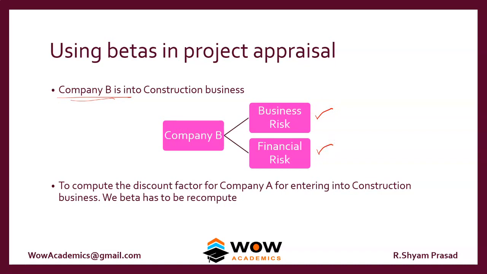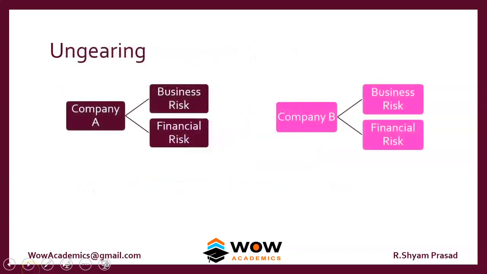To compute the discount factor for company A, the supermarket company, for entering into the construction business, we have to find the beta. But the beta has to be recomputed. We can't use the discount factor of company A or company B. Why? See, what happens is we need to enter into the business risk of company B, so we don't need the business risk of supermarket.